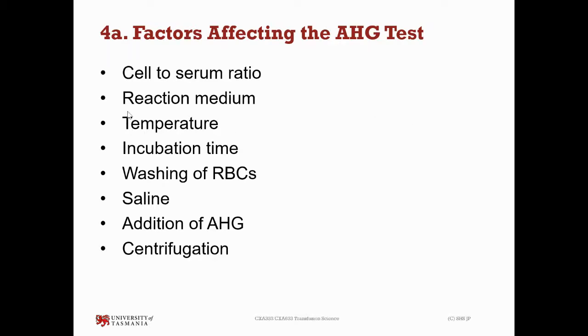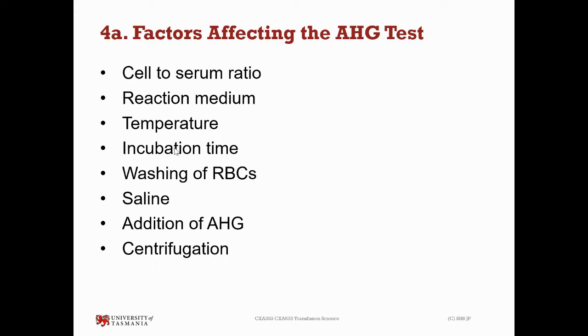Temperature is really, really important because particularly when you're talking about IgG antibodies, they react best at 37 because that is human body temperature. If the temperature is too low, then the antibodies will not adhere, and if the reaction temperature is too high, they can be denatured, so that's very important. Again, incubation time: you have to allow time for the antibody and the antigens to interact and to bind.